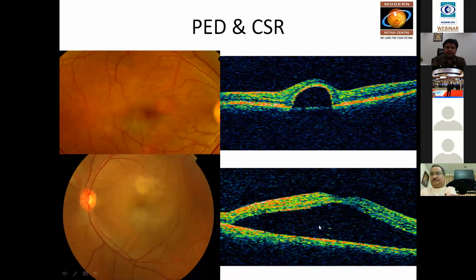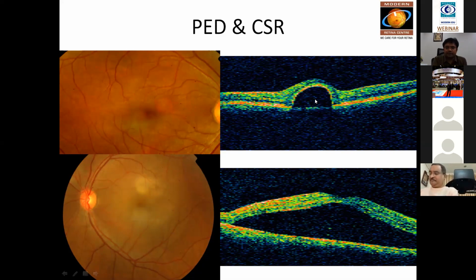Now this fluid has to be differentiated from pigment epithelial detachment. On the top, what we see is a pigment epithelial detachment. If you see the fundus photograph, there is a well demarcated orange lesion which is very close to the fovea. This is a pigment epithelial detachment, and majority of the times we get referral as a CSR, but it actually is nothing but fluid in the sub-RPE space. And this sub-RPE fluid doesn't require any treatment. Majority of the times it resolves spontaneously.